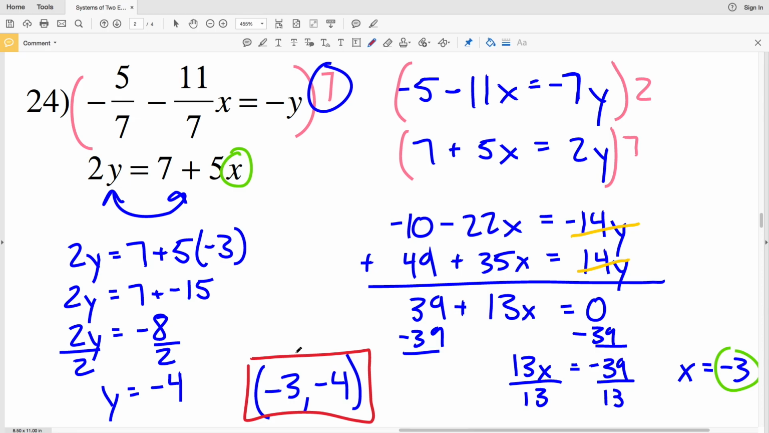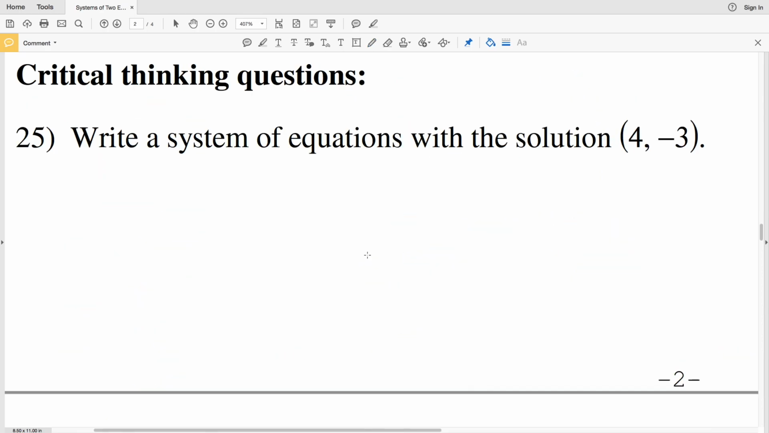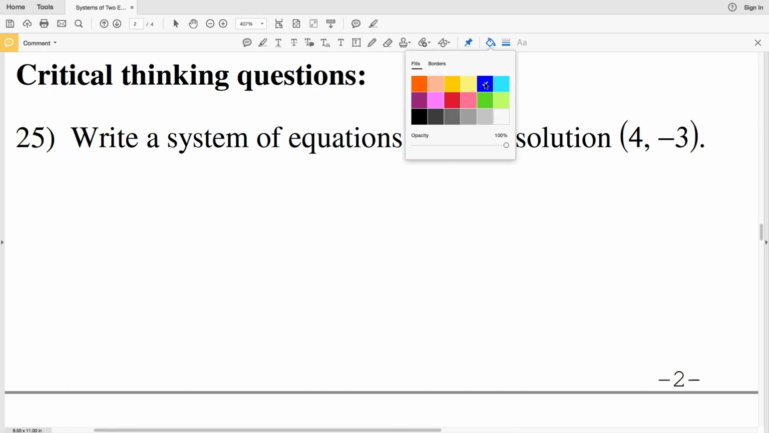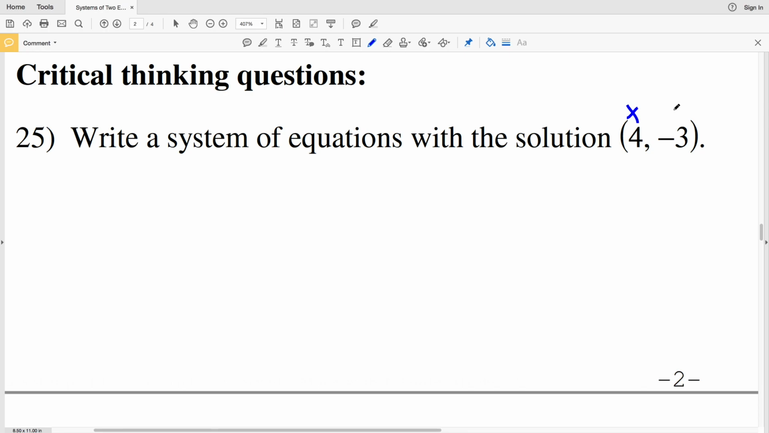Now let's move on to our critical thinking question. It says to write a system of equations with the solution where x is 4 and y is negative 3. So if x is 4 and y is negative 3, we can add x and y together. So 4 plus negative 3 will equal a positive 1. Therefore, x plus y equals 1 is one equation.